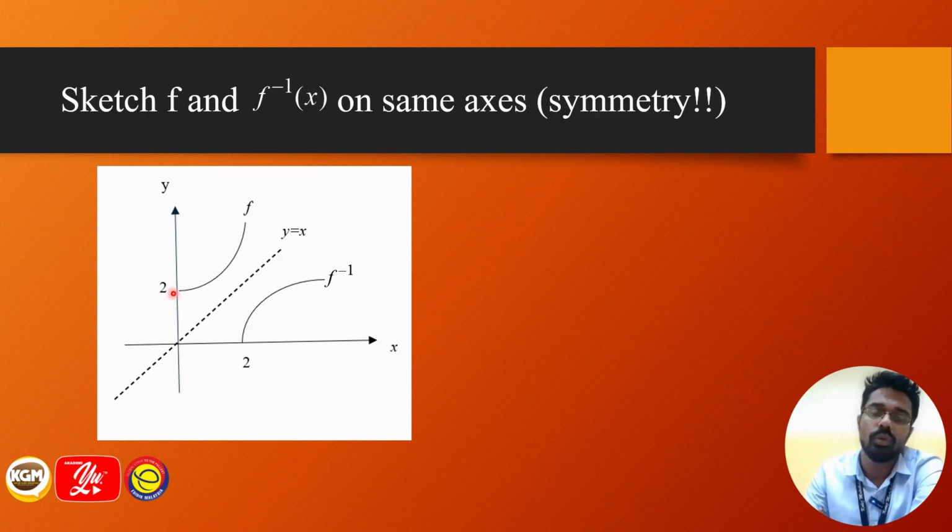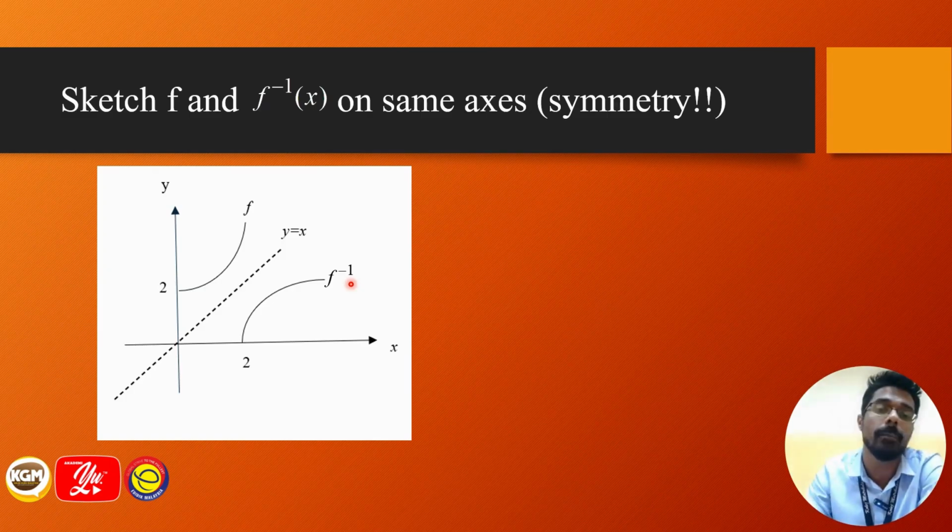So if this is coordinate (0, 2), when you reflect about y equal to x it will become (2, 0). Then this guy going like that, then this guy will go like that, whereby this distance is the same. This guy moving away, make sure this guy moving away. Label everything clearly. And then finally, make sure you can tell what is your domain and range.